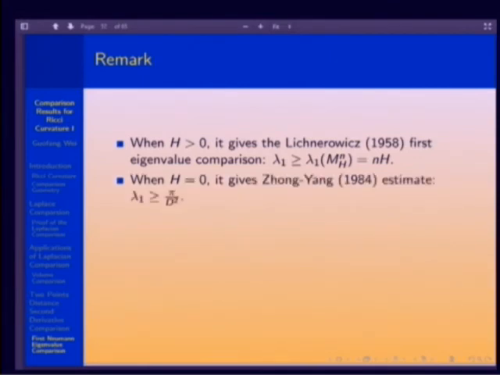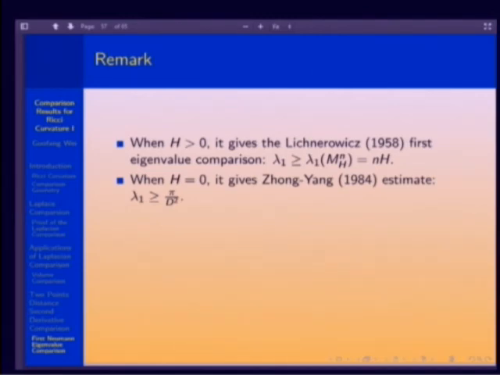Okay, so the thing is that this one works for all H. Yeah, H positive, negative, 0. So when H equal to 0, this is Zhong-Yang's eigenvalue comparison. Namely, the first eigenvalue is always bigger than pi over d squared. And it's also optimal. This is based on Li and Yau's early work in this. It relies heavily on gradient estimate, and the proof becomes quite long. It uses sophisticated auxiliary functions.